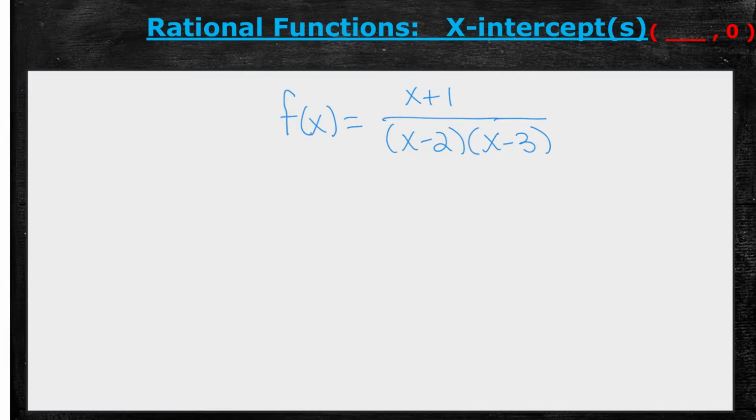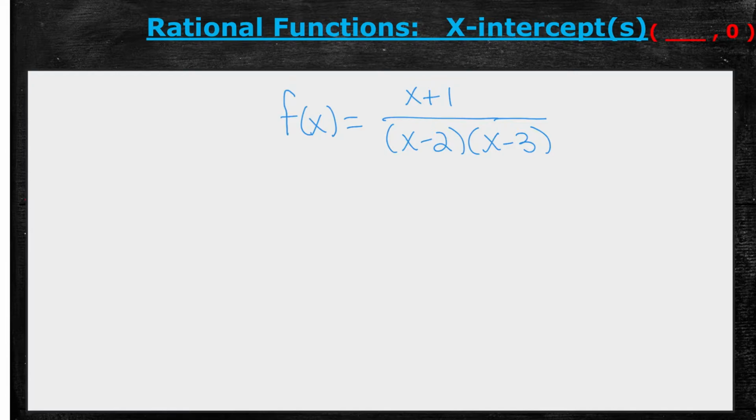Okay, let's start with finding the x-intercepts for a rational function. So let's look at this example and figure out what this is going to look like. If you have f of x equals x plus 1 over x minus 2 times x minus 3, and this is after it has been simplified, so if there was anything that could cancel, I've already canceled it. This is in its most simplified form.